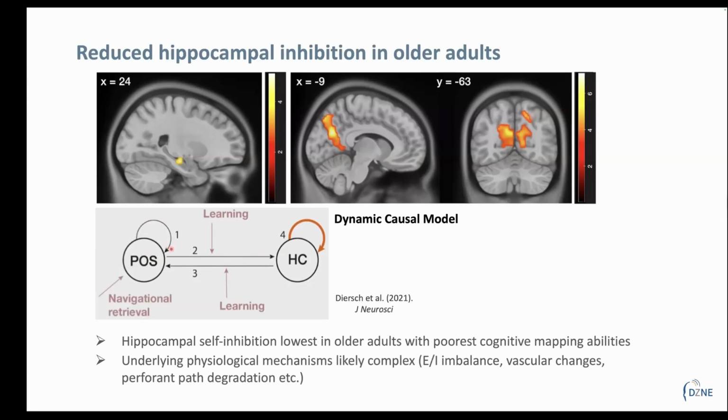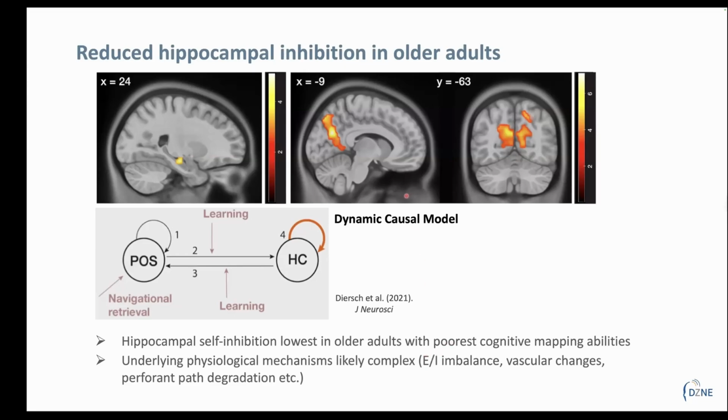What we found in this particular study is that in older adults, only this connection was different compared to younger adults, meaning this inhibitory self-connection within the hippocampus. And most importantly, this was lowest in those older adults who showed the poorest cognitive mapping abilities, who really struggled and were not able to learn anything at all.